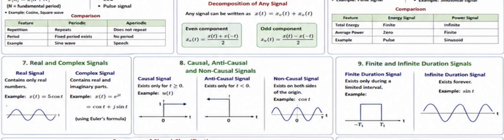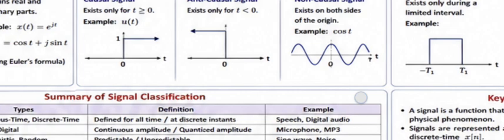Okay. So the next one is the finite and infinite duration signal. A finite duration signal is something which occurs only for a specific time interval, and an infinite duration signal is something which exists for a huge amount of values or forever. Okay.